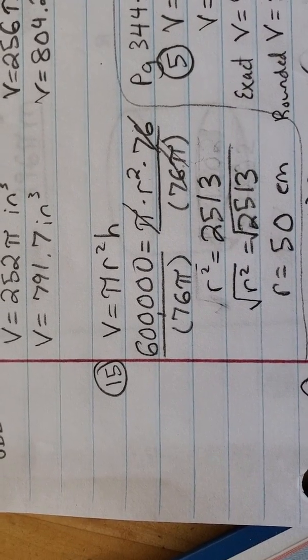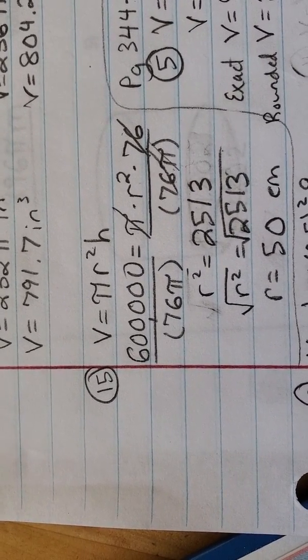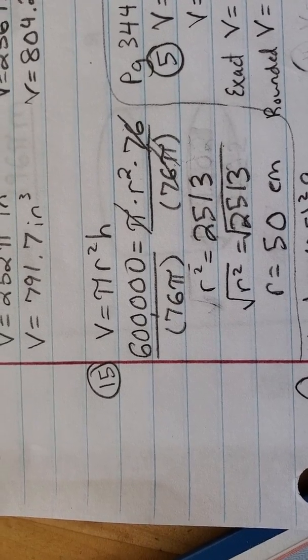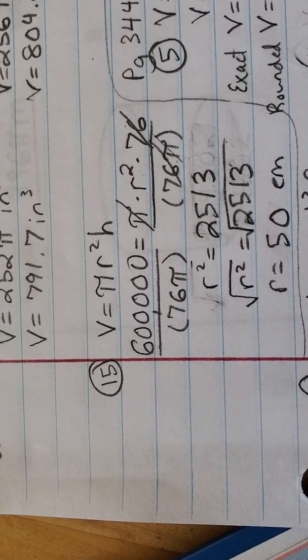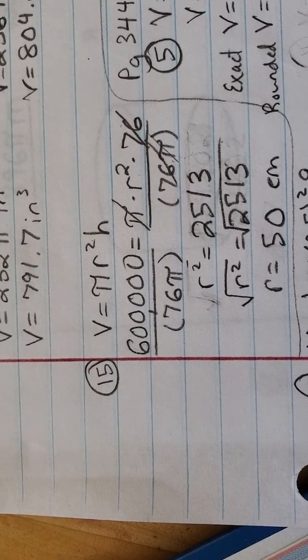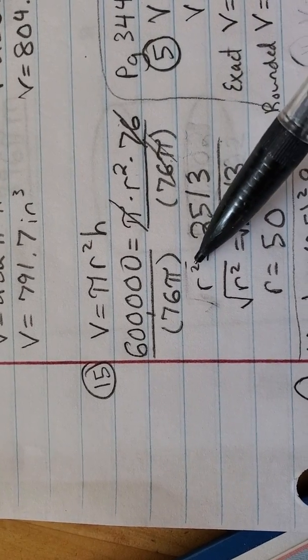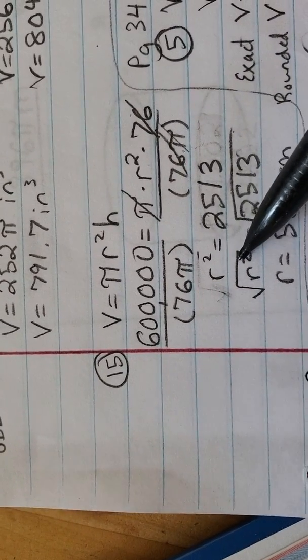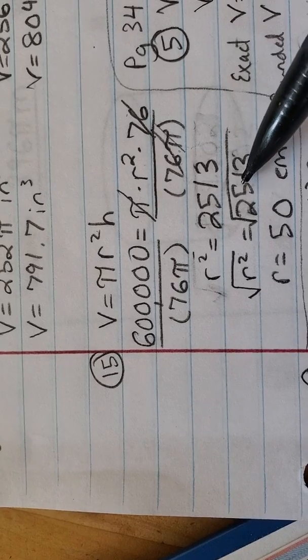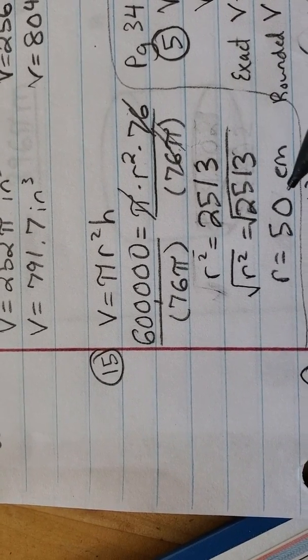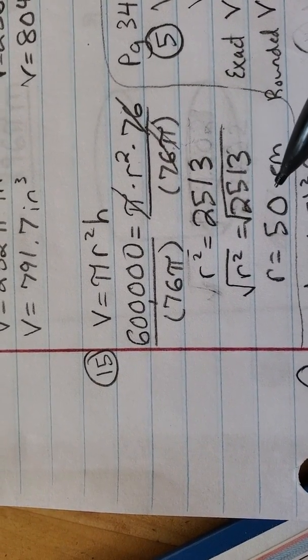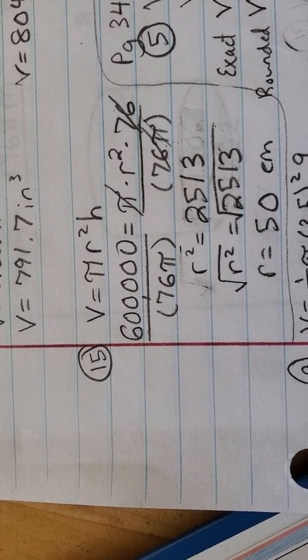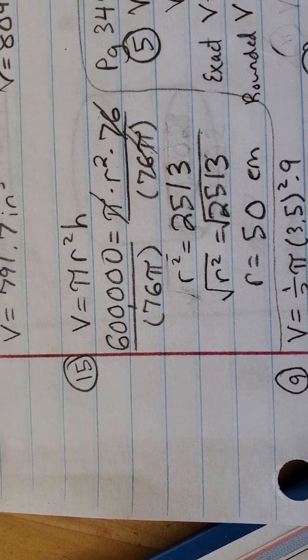We have to remember back from a month or so ago, maybe longer, that when you have r squared, you haven't finalized your answer. You need to find what r is. The way to get rid of that little 2 right there is to do a square root. We do the square root of 2,513, and when we round it to the nearest whole number, it's about 50 centimeters. That finishes Wednesday's assignment.